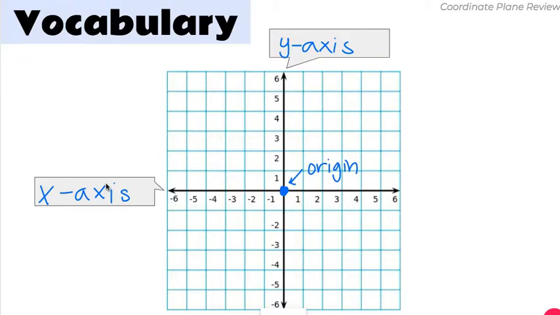Just like if you think of anything, a story, when you have the story's origin or the character's origin, it's the beginning. Where did they start? You hear that a lot with superhero movies. The origin of the character is how the character began. Okay, origin in any other vocabulary, it's the beginning of something, the start. Same thing with plotting points. The origin is where you begin plotting or graphing points.